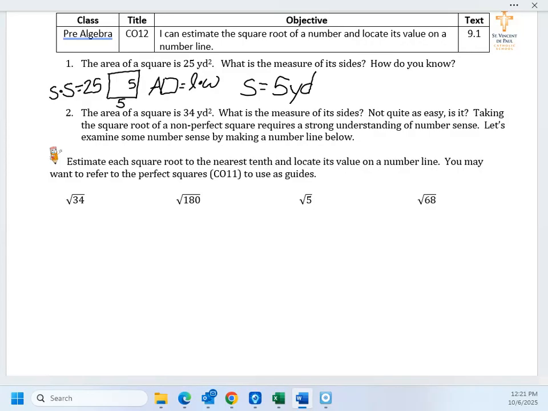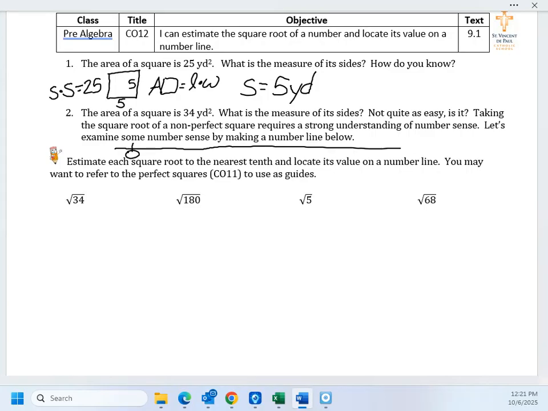Taking the square root of a non-perfect square requires a strong understanding of number sense, like Laurel was just explaining. She knows it's between 5.5 and 6 because 34 is really close to 36. So we're going to examine some number sense by making a number line below. There's not a lot of room in here to make our number line, but make your number line. We're not working with negative numbers today.